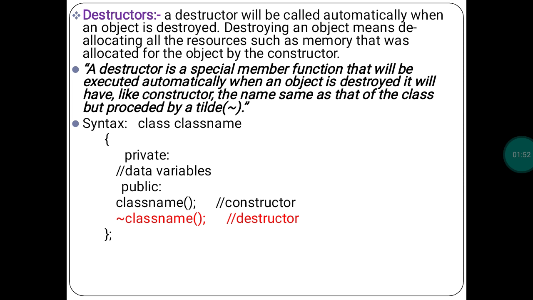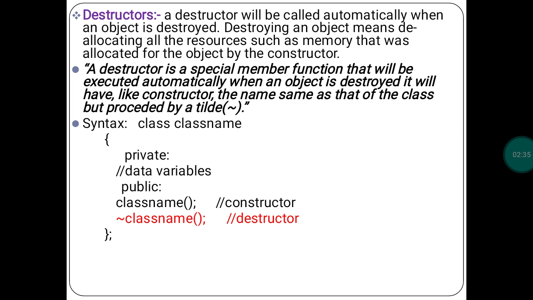This is the concept of constructor and destructor. Using the constructors we can allocate, and using the destructors, whatever was allocated can be deallocated. This is called a destructor. A destructor is a special member function that will be executed automatically when an object is destroyed.